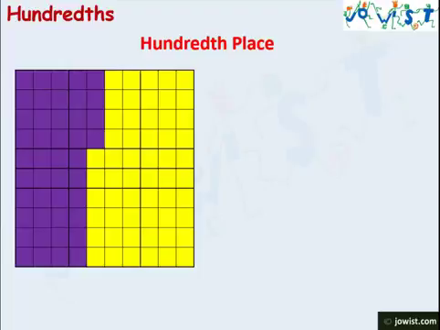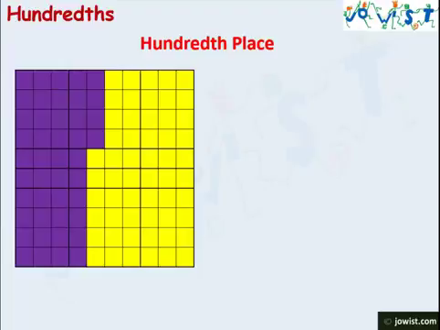How can you figure 44? 4 complete columns are purple, that makes 40 small squares, and in the fifth column 4 squares are shaded purple. Hence 44 squares are purple.